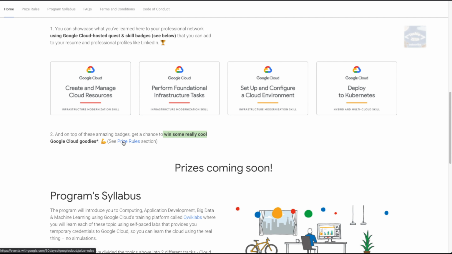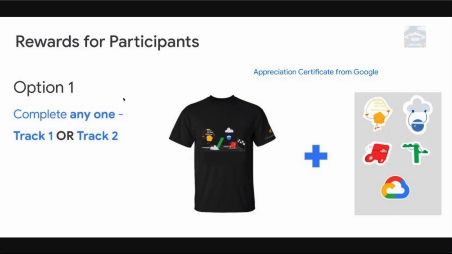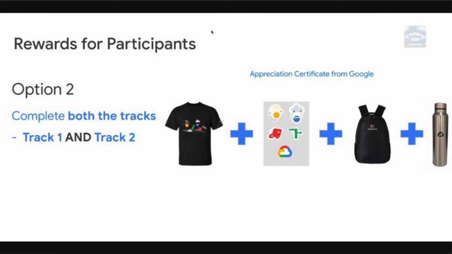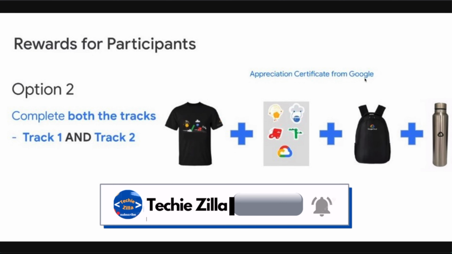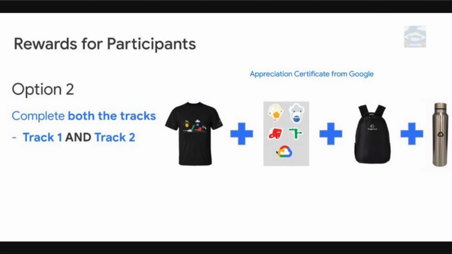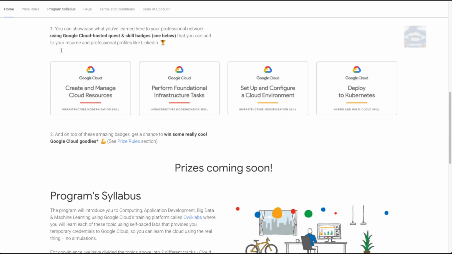You can see those goodies in the prize section below. Here it says that the prizes are coming soon, but we will tell you what the prizes are right now. If you complete any one of the tracks, either track 1 or track 2 of 30 Days of Google Cloud, you will get a t-shirt, an amazing sticker pack consisting of 5 high quality stickers, and an appreciation certificate from Google. However, if you complete both tracks, track 1 as well as track 2, then the prizes increase a lot. You'll get an appreciation certificate from Google, a t-shirt, a sticker pack of 5 high quality stickers, an amazing backpack with Google Cloud branding, and a bottle with Google Cloud branding. Hopefully the official website will be updated soon with the prizes list, but we'll wait.